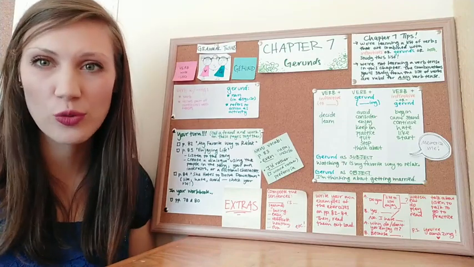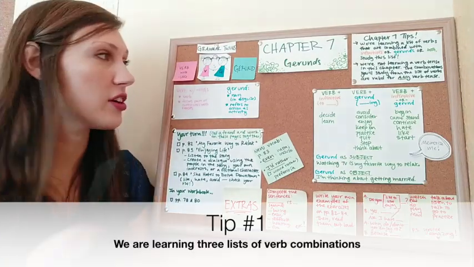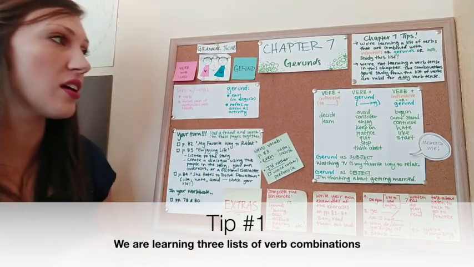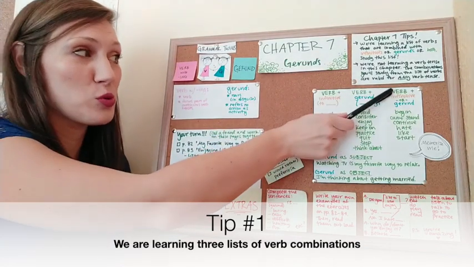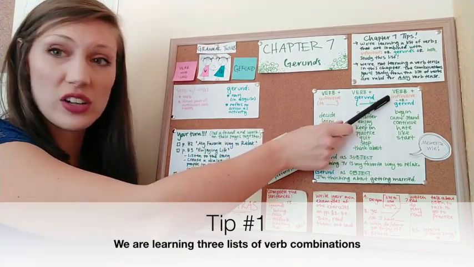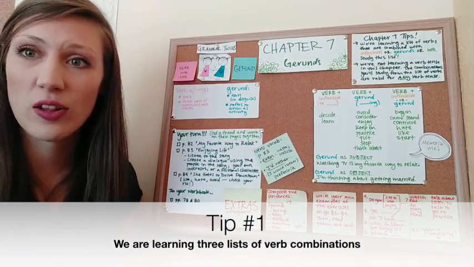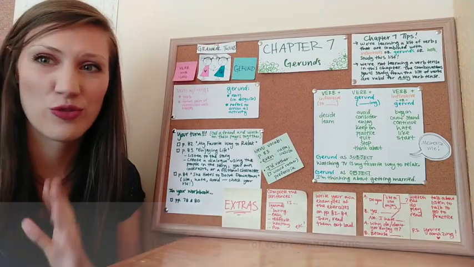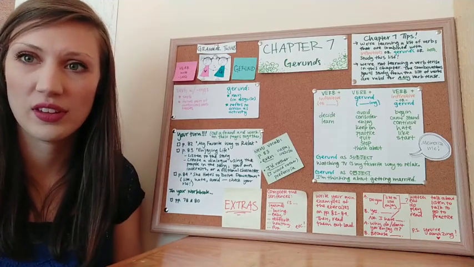In this chapter, we're basically learning 3 lists of verbs. We're learning the verbs that can only be combined with infinitives, the verbs that can only be combined with gerunds, and the verbs we can combine with infinitives or gerunds, your choice. But we need to learn this list of verbs really, really well, okay? So focus on those combinations and knowing them really well.